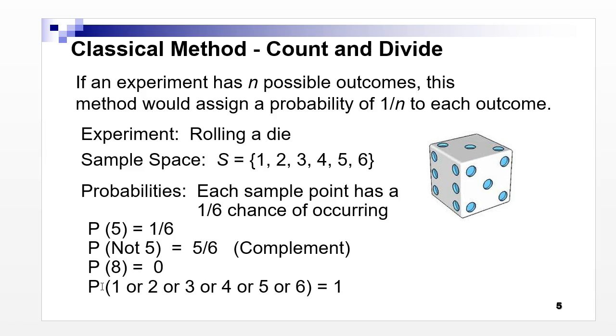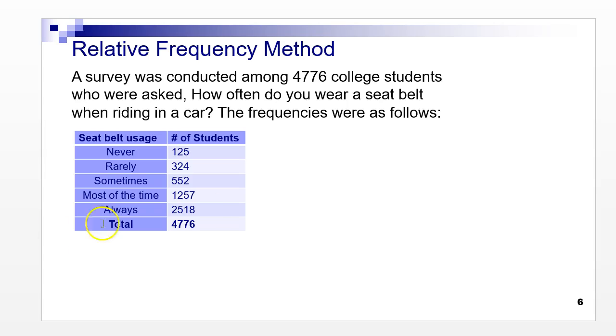So one of those has to happen, okay? So that's why we have the 100%. All right, so there we have some little introduction of some of the numbers we're going to be working with. So now we look at the relative frequency method.